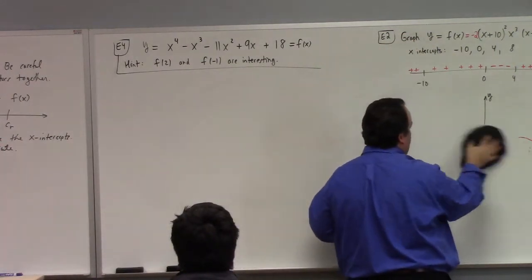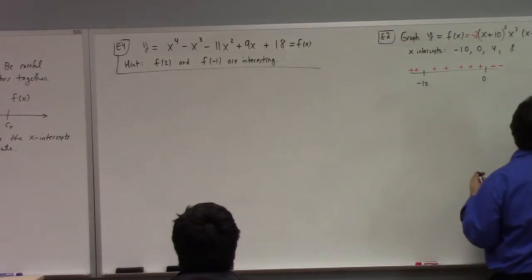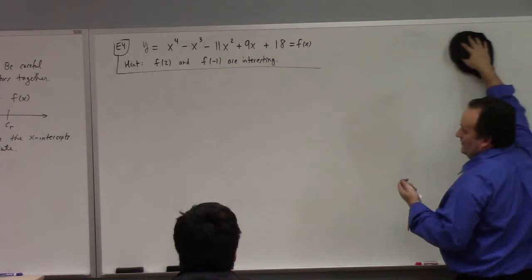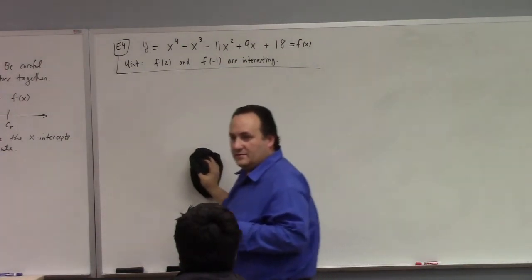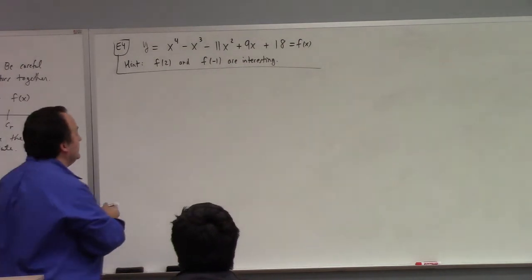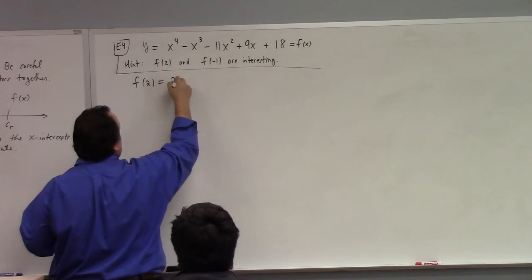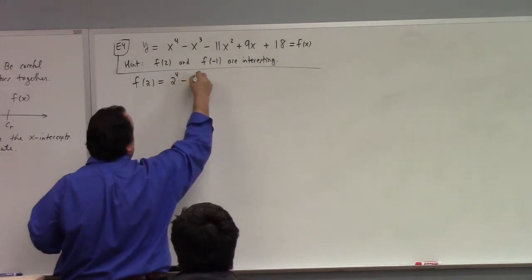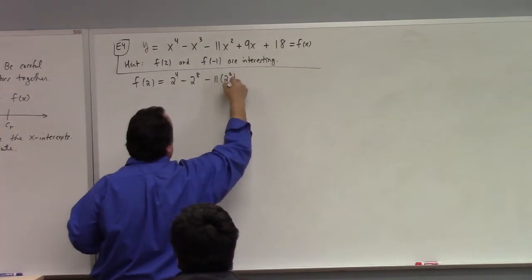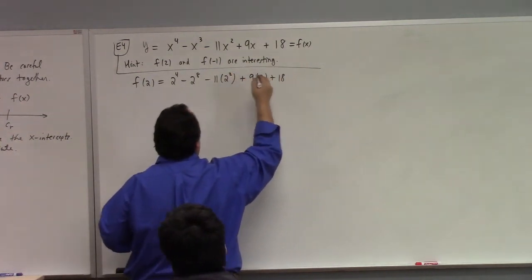What are you going to do with that information? What would make sense to try? How about maybe we should try calculating f of 2 and calculating f of minus 1. What happens when we plug in 2? What is f of 2? 2 to the 4 minus 2 to the 8th minus 11 times 2 squared, right? Plus 9 times 2 plus 18, which is what?